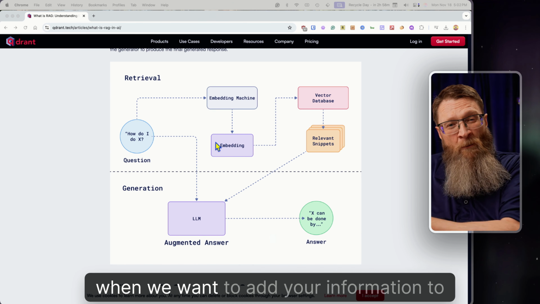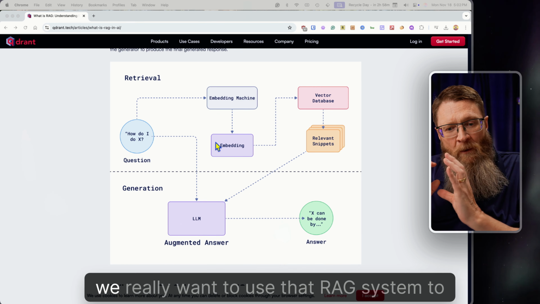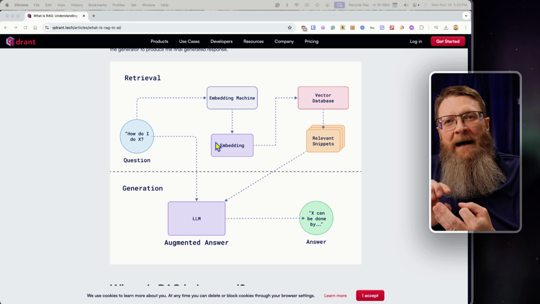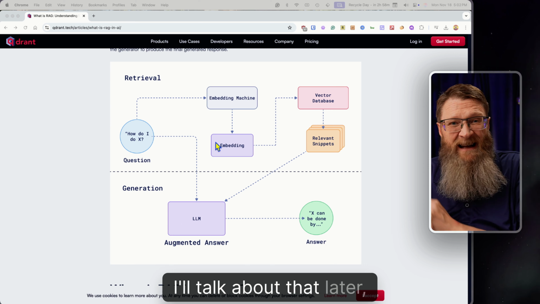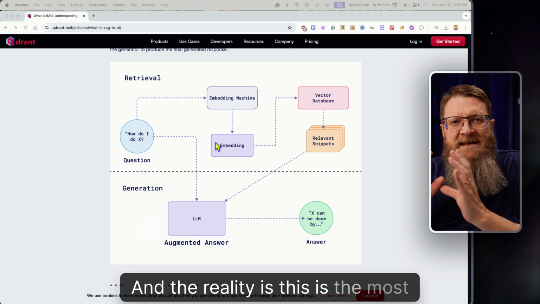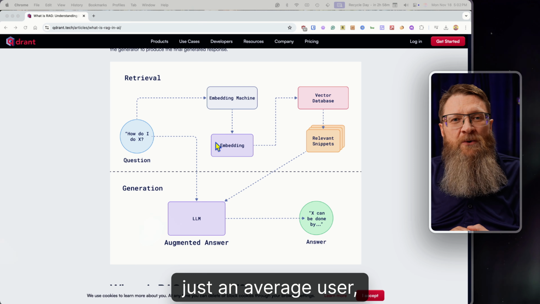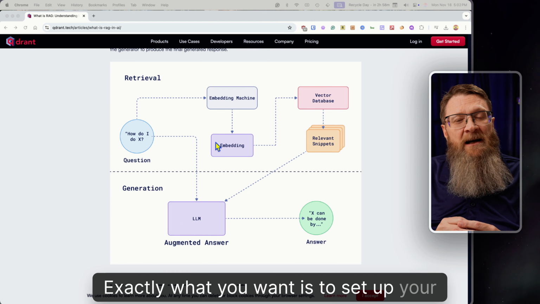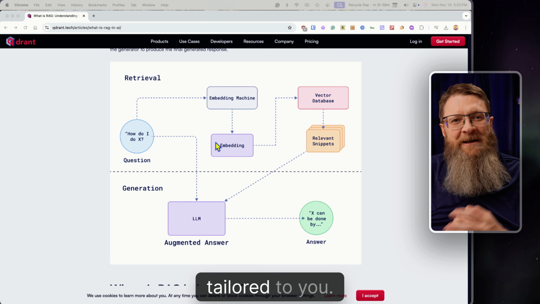In addition, when we want to add your information to it to help, whether it's personal notes or local systems, we really want to use that RAG system to do that. It's much more effective. It's faster than other things. For example, you could retrain LLM models, which I'll talk about later, but that's more difficult and more time consuming. And the reality is this is the most accessible solution available to you as just an average user. And in 99% of the cases, it's going to be exactly what you want, to set up your own retrieval augmentation system that allows these types of answers to be more tailored to you.